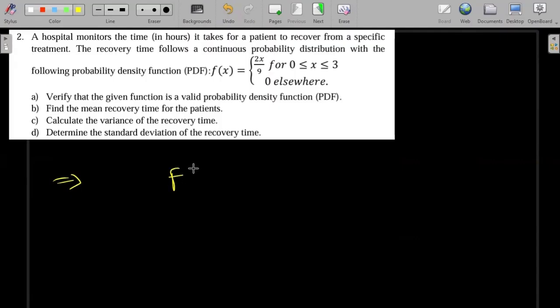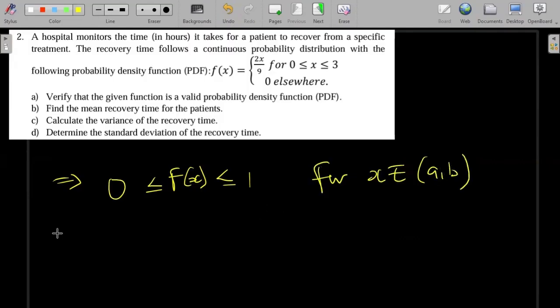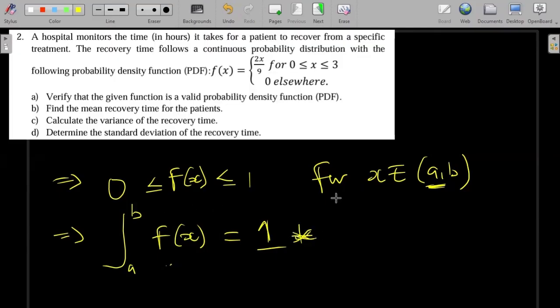So the first one is that the probability should be between 0 and 1 for all the x in a certain interval, let's say a comma b. The second one is that the integral from the lowest limit in your interval, let's say a, all the way up to b, should give you 1. So the integral over the whole interval should give you 1. This is one of the rules that we are going to be using.